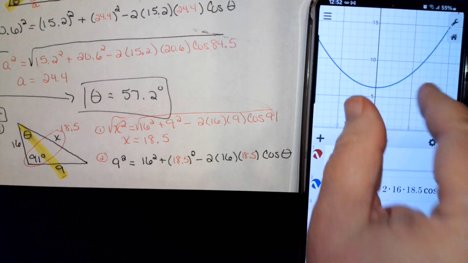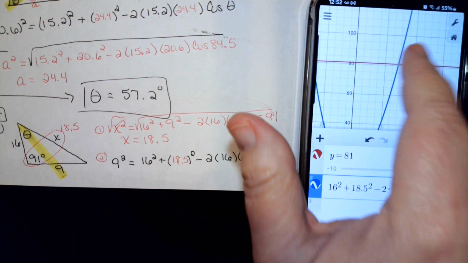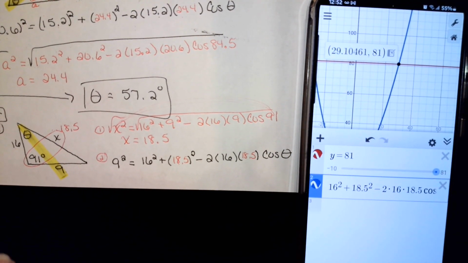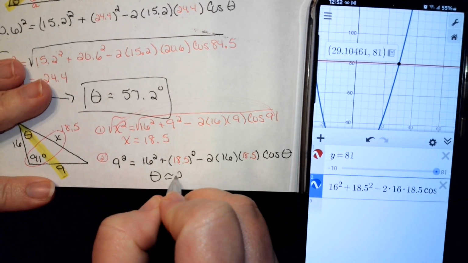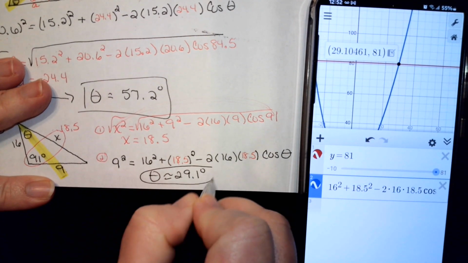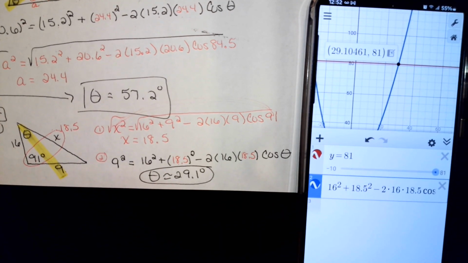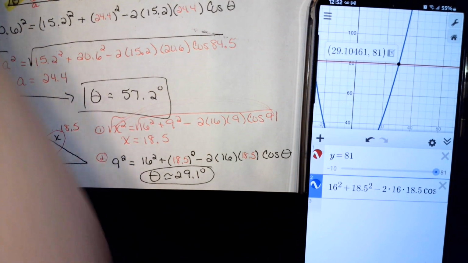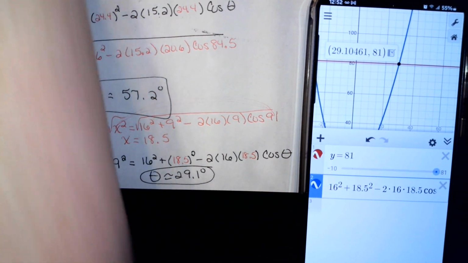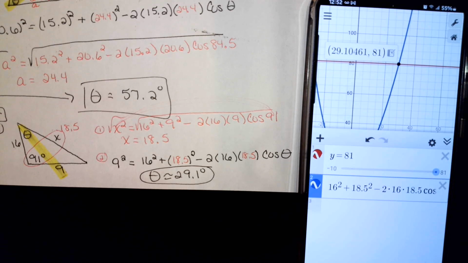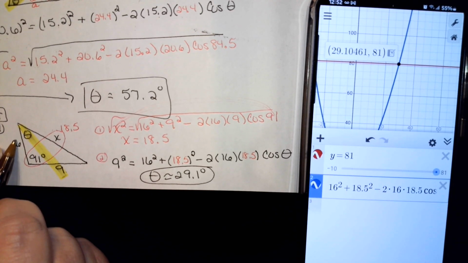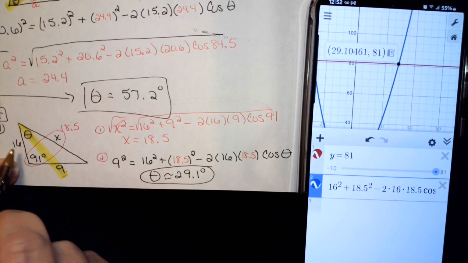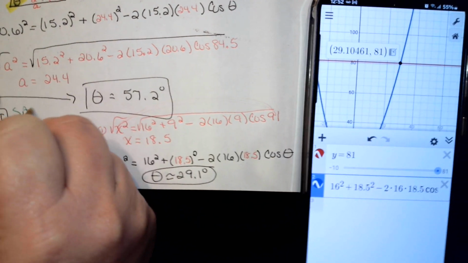Then we're going to come up here to our graph and find the first place that they intersect. The first place they intersect is at 29.1. So here, theta is approximately 29.1 degrees. Now again, that is one of our most difficult problems because it was a multi-step problem. This was also a side angle side because you were given a side and the angle in between the other side. So here are your two sides and the angle in between. So that was a SAS situation.